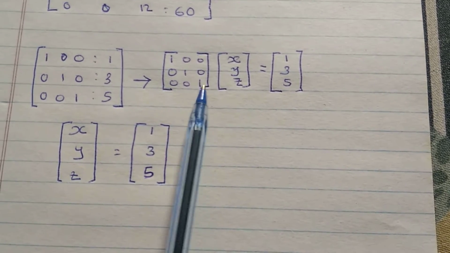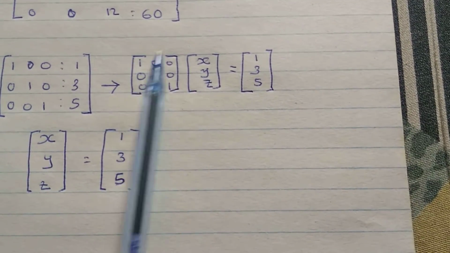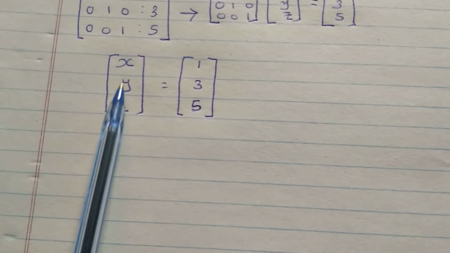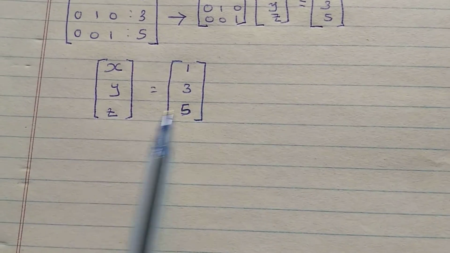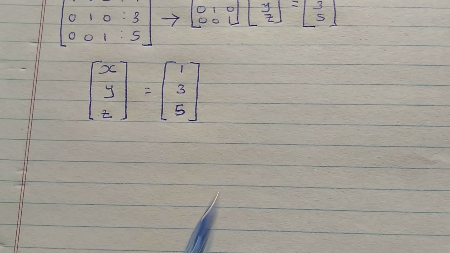When we change it back from the matrix form, it is going to break this, and finally we come up with x, y, z being equal to 1, 3, and 5, and these are the values of x, y, and z respectively.